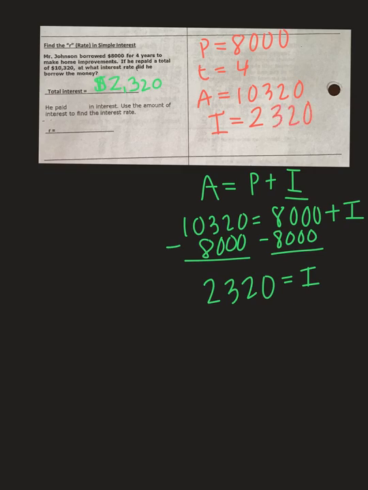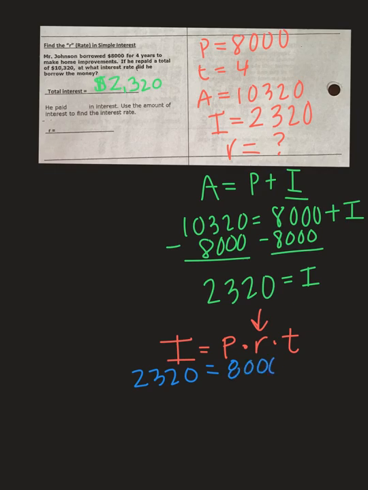Now that I know that, I can solve for my rate. I know that's $2,320, so now I can use my interest equals principal times rate times time to solve for R. So let's plug in what we know. Our interest was $2,320. Our principal was $8,000. We don't know our rate, and our time was 4. So solving this will look similar to when we solved time. We want to start by multiplying 8,000 times 4. When we do that, we should get 32,000 and bring down the rest of our equation.